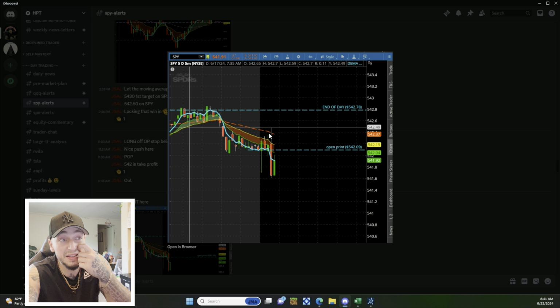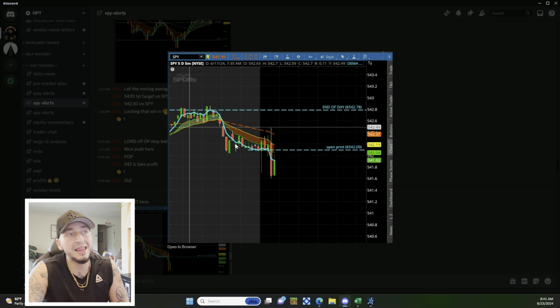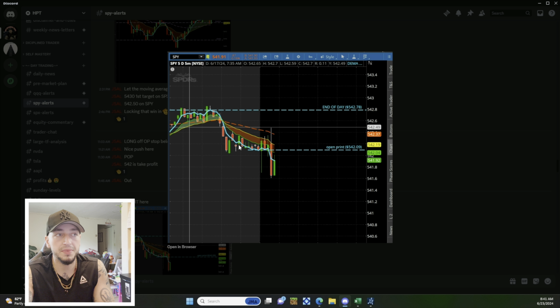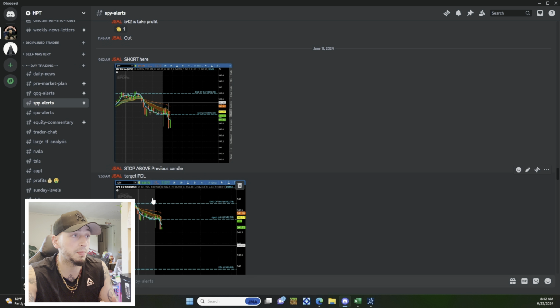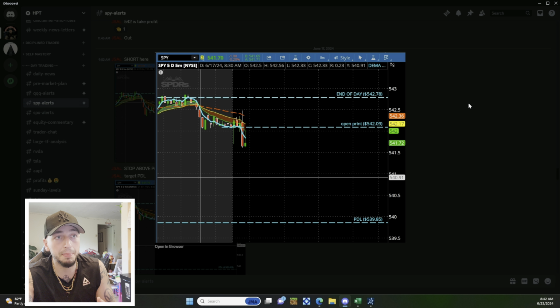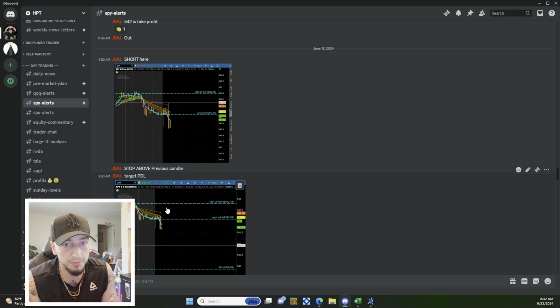We reject the 50, and now we're coming up and tagging open print, right? This meets my criteria. When I see this, price rejecting the end of day, price rejecting the 50, sellers respecting open print, we close right below it, can see right here. Boom. In this short, stop above the previous candle. That's all I'm risking.